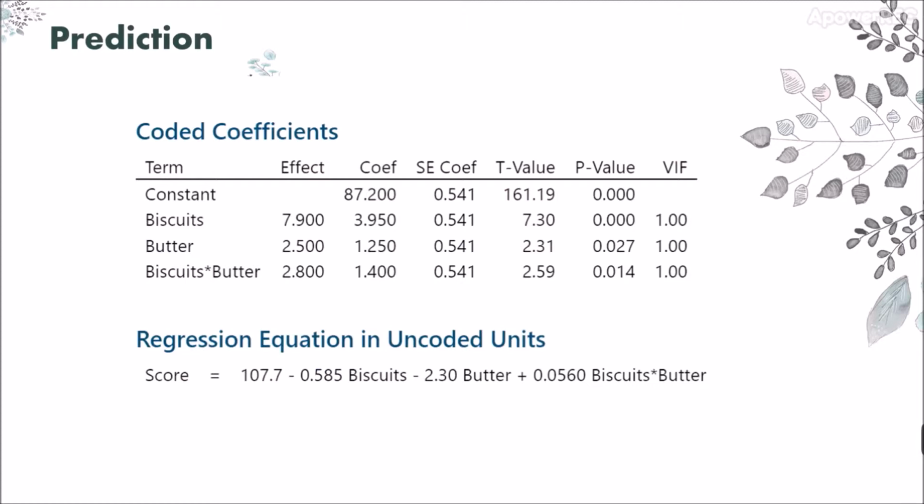Therefore, we finally generated the regression equation, which is: Score equals 107.7 minus 0.585 times biscuit minus 2.3 times butter plus 0.056 times the interaction of biscuit and butter.